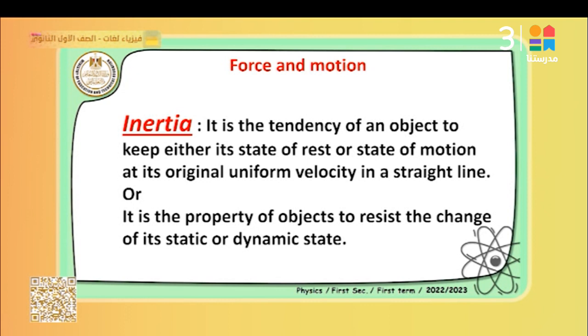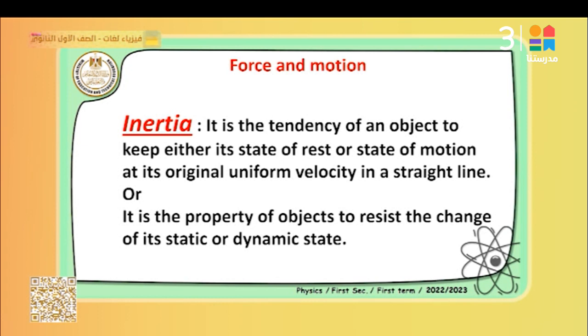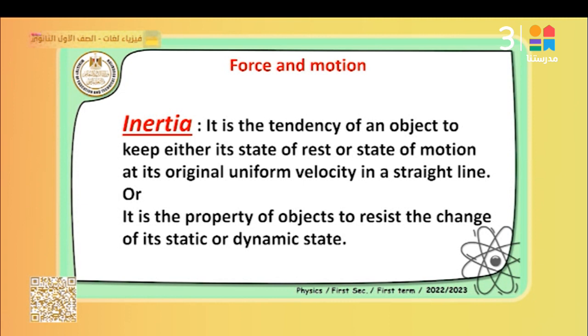From this definition, we can conclude something. What can we conclude? That the object itself can't change its state by itself, so there must be an external effect which is called the force. What is the meaning of the inability of the object to change its state by itself? It's called inertia, which means the object itself can't change its state by itself. So inertia is the tendency of an object to keep either its state of rest or state of motion at its original uniform velocity in a straight line.